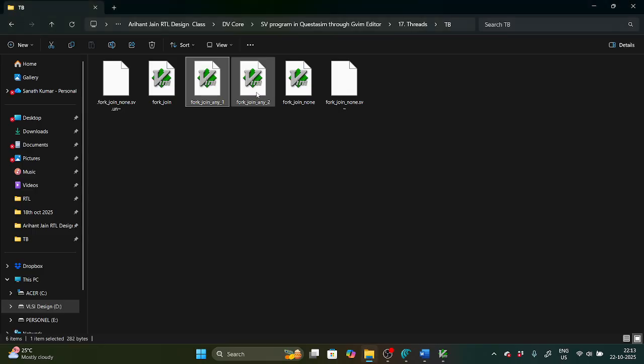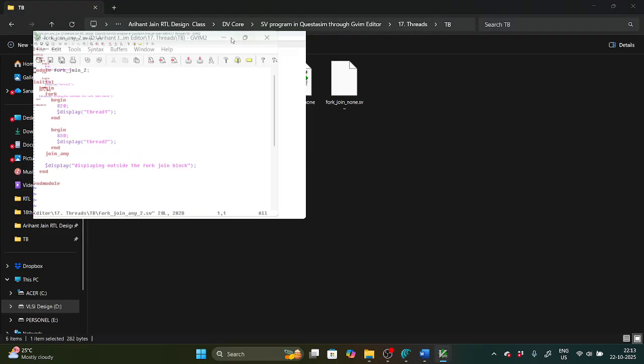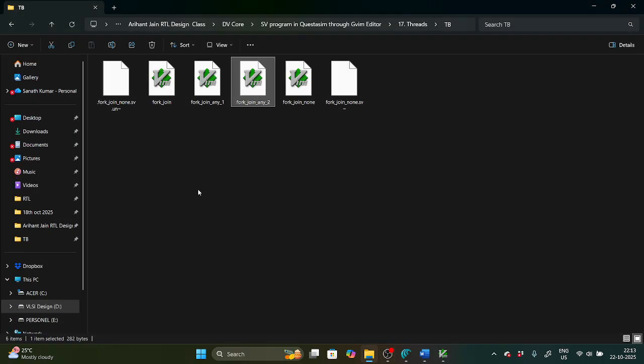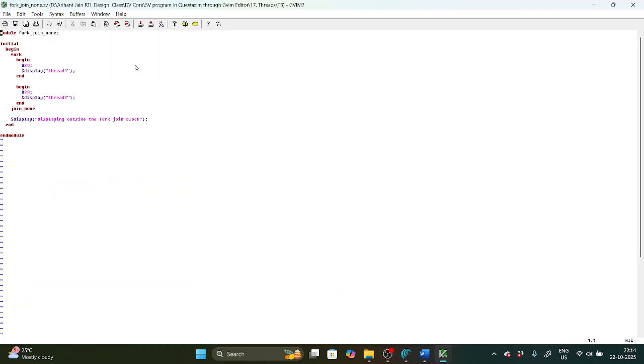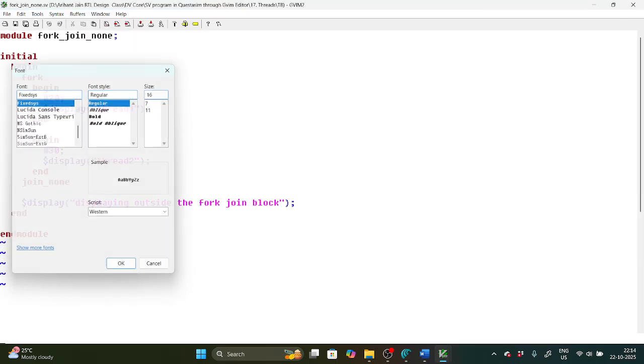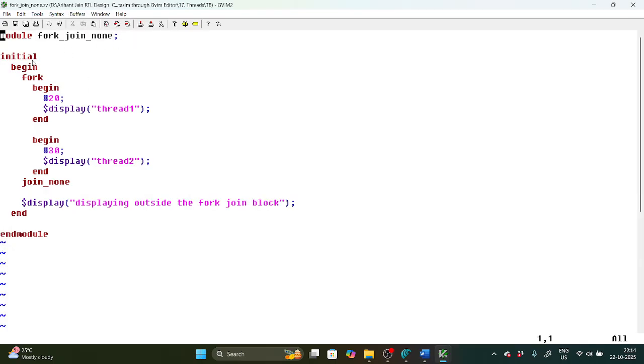And fork join any, this is another program. Same thing, I changed the time delay. Okay, that is fork join any. And now fork join none. Suppose you see fork join none: module fork_join_none, initial begin, fork begin, and #20 displaying thread one and #30 displaying thread two, and fork join none. Okay, so let's see what it will execute.